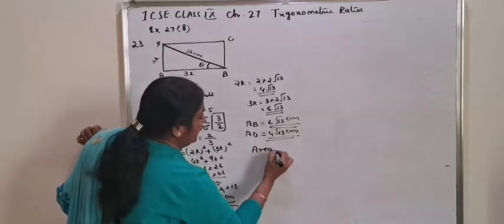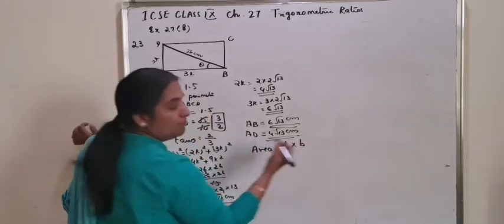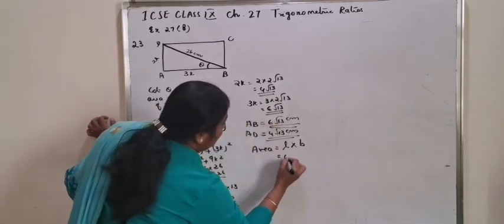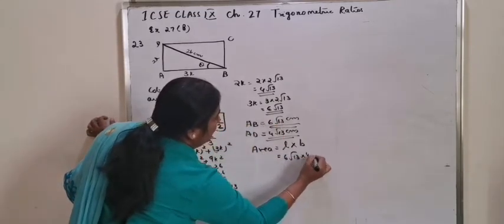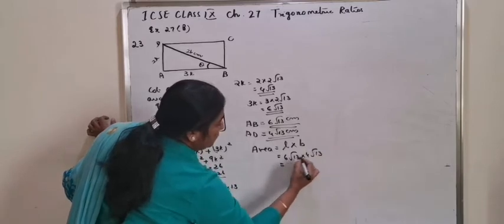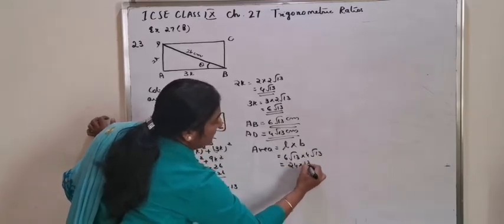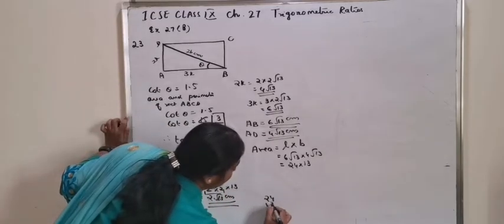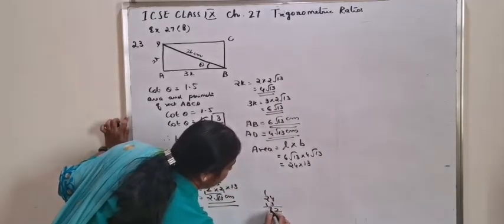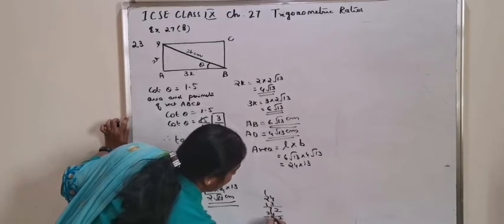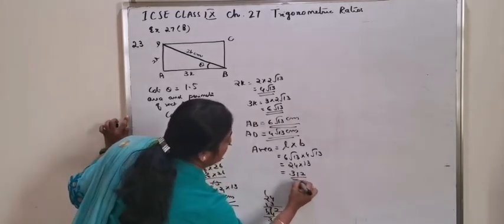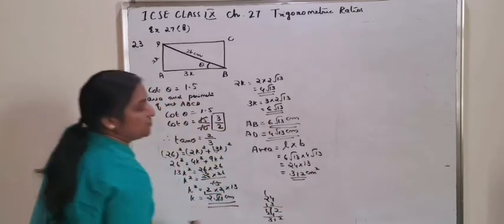Area of a rectangle is equal to length into breadth. Length is 3k, which shows that 6 root 13 into 4 root 13. 6 into 4 is 24. Root 13 into root 13 is 13, so what is 24 into 13? 4 3s are 12, 7, 4, 2. It is the same as 312 centimeter square.